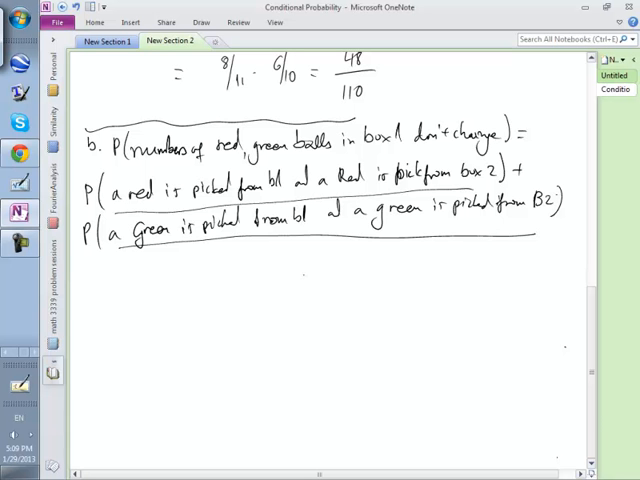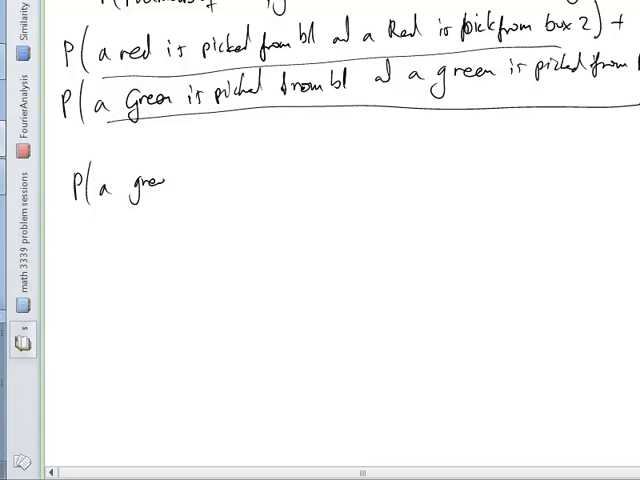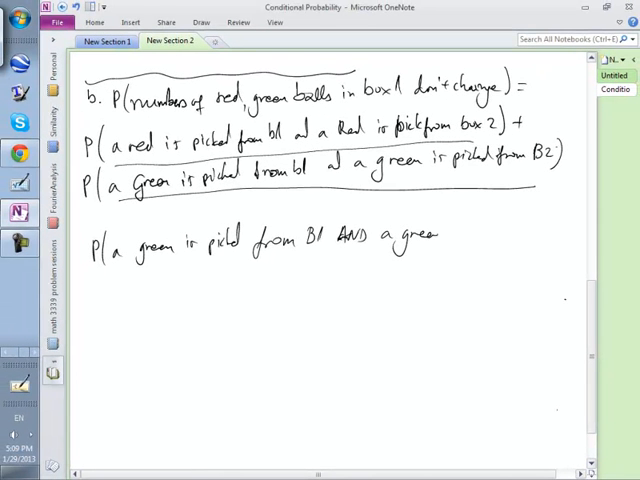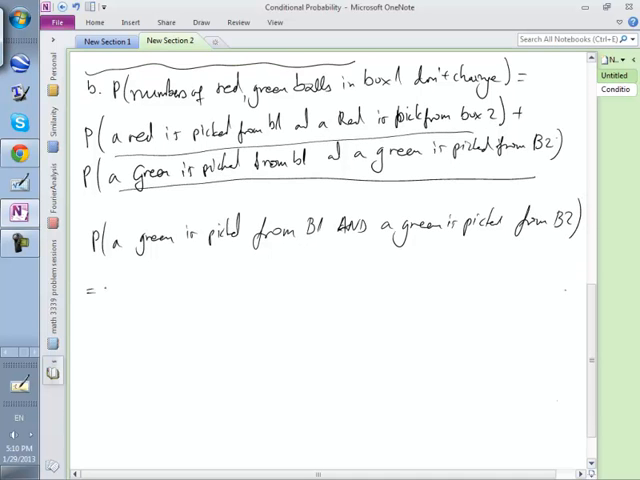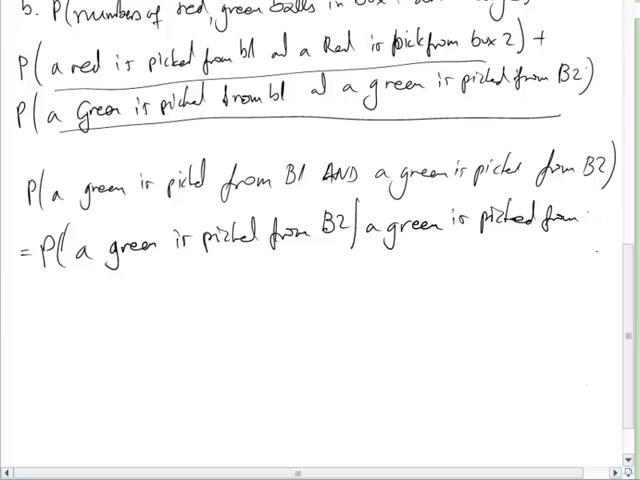So what is the probability of the second event? We have to calculate the same way. So what would that be? The probability that a green is picked from box 1 and, I'm stressing the and, a green is picked from box 2. That would be the probability that a green is picked from box 2, given that a green is picked from box 1, times the probability that a green is picked from box 1.